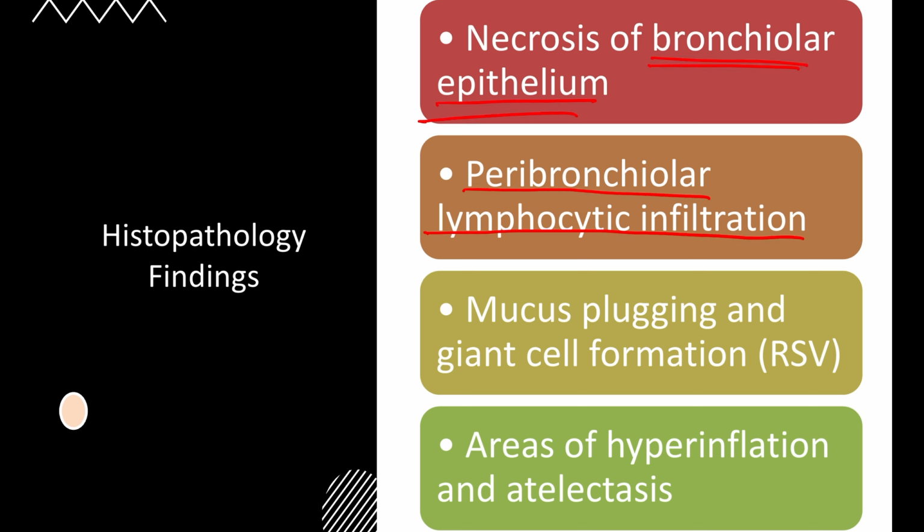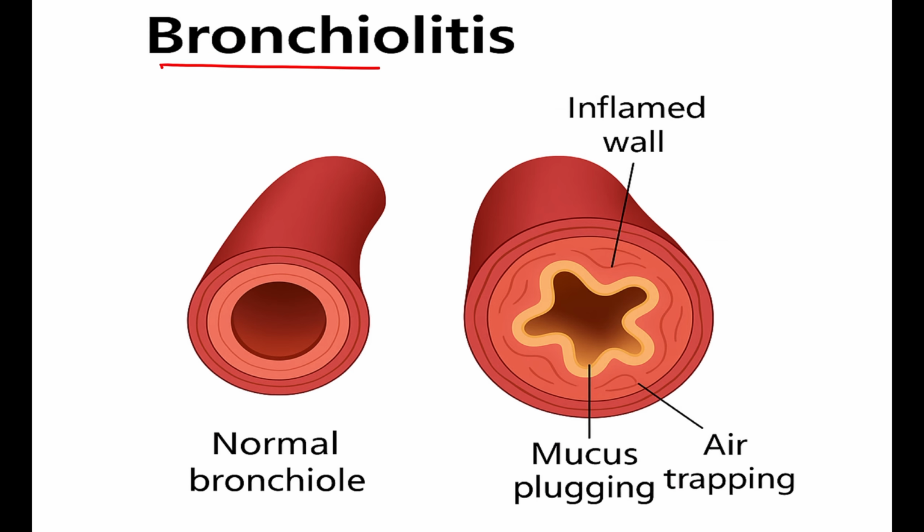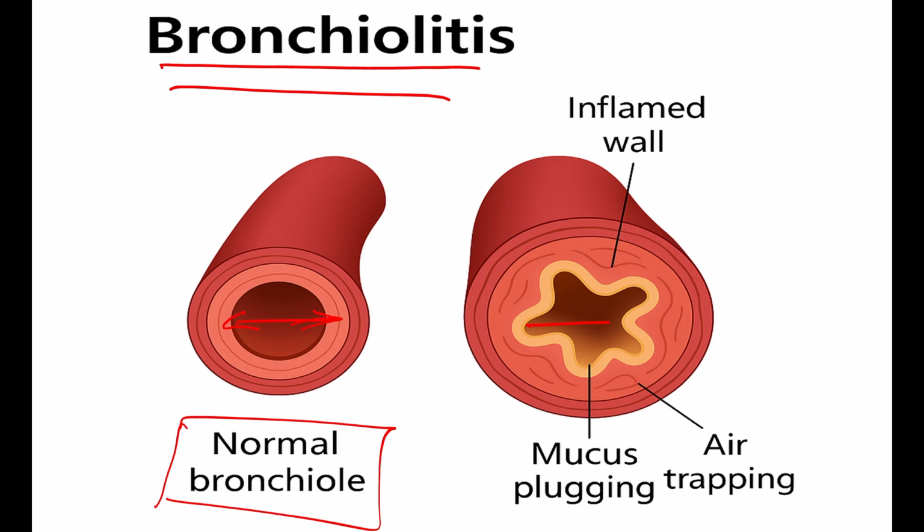Peribronchiolar lymphocytic infiltration, mucus plugging, and giant cell formation are seen in RSV infection. So this will be the finding in bronchiolitis, where this is the normal bronchiole with a wide lumen, whereas in the case of an affected inflamed wall due to infection, the lumen will be narrowed because of mucus plugging and air trapping inside the mucus with an inflamed wall.